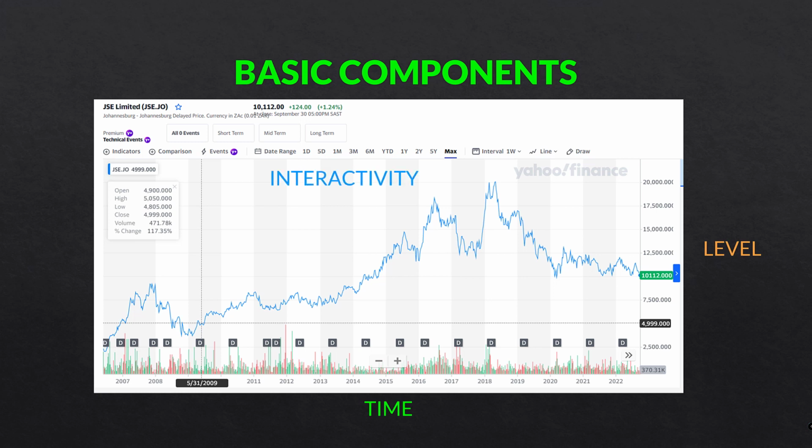And then in this chart on Yahoo Finance, we have lots of interactivity. We can select certain events to mark on the graph. We have a date range. We can compare more than one exchange or asset on the chart. We can select different intervals, lines. We can draw on it. We can do all kinds of things in this interactive chart. So these are the three basic components: time, level, and where applicable, interactivity.